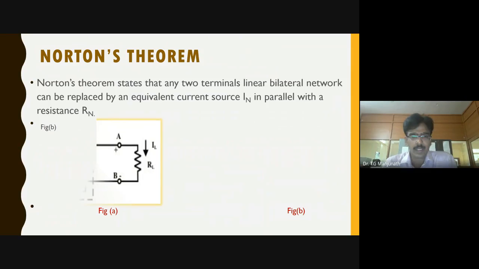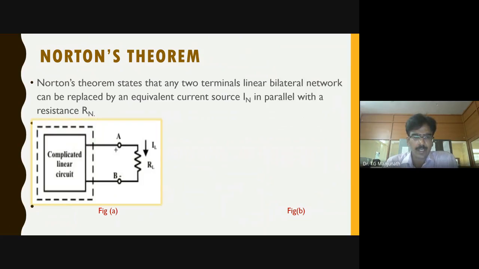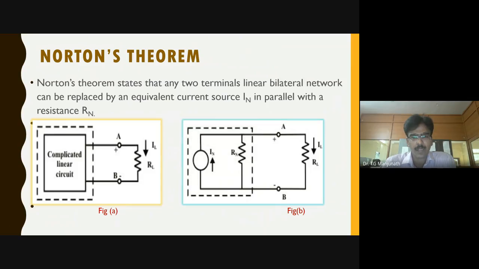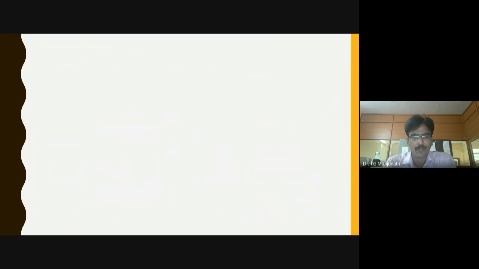You can see here, it's a complicated network. Assume a black box. We don't know what this network is. Your intention may be finding current or voltage in the given branch of a network, let it be RL. Now, using this theorem, you can convert this complicated network into a single current source IN in parallel with the resistance RN, so that you can find easily the current flowing to the load just by using current division rule.